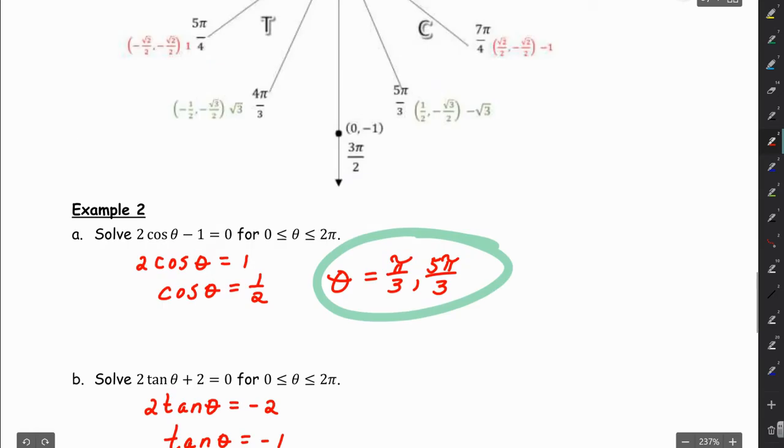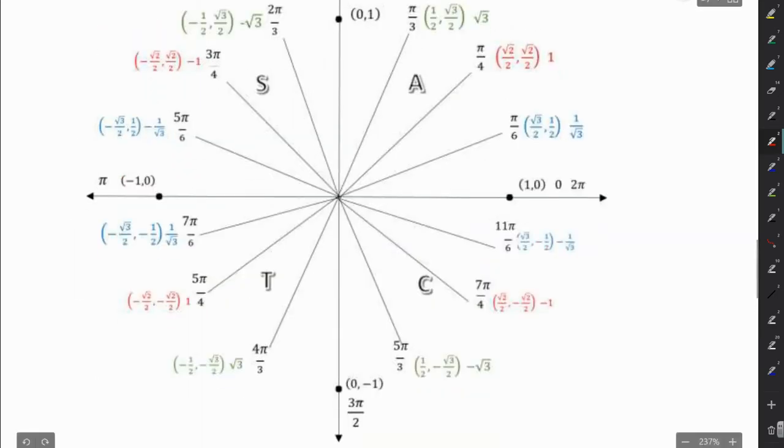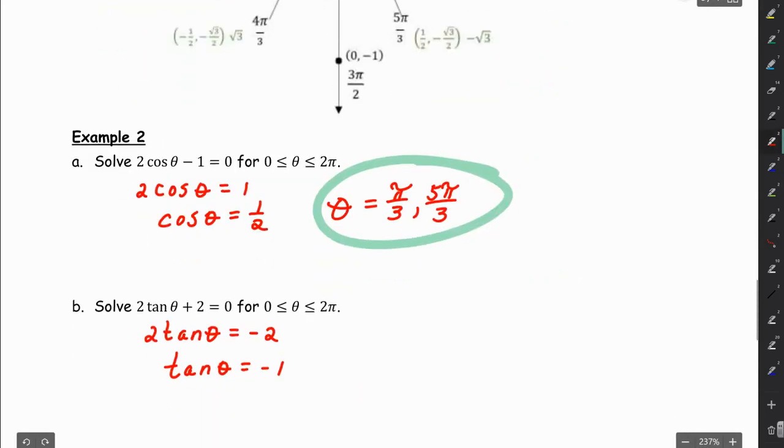All right, now, if we remember our acronym, All Students Take Calculus, right? We know that the tangent is negative in the second and the fourth quadrants because the tangent is positive in the first and the third quadrants. So the tangent is -1 at 3 pi over 4, and the tangent is -1 at 7 pi over 4. And we're done with that one.